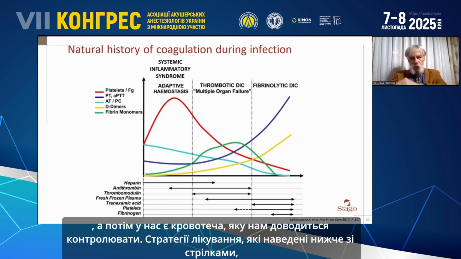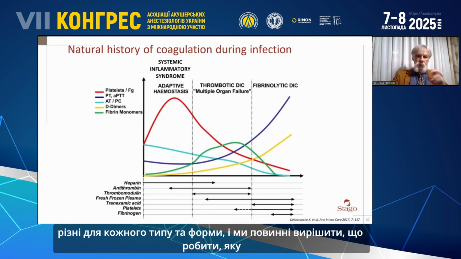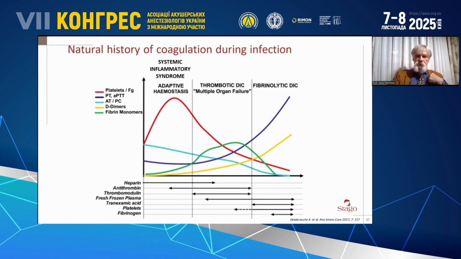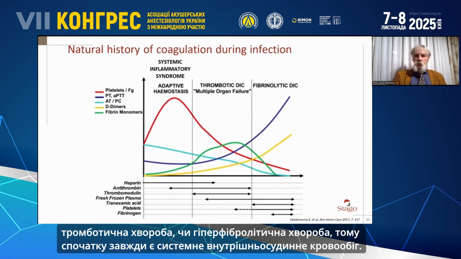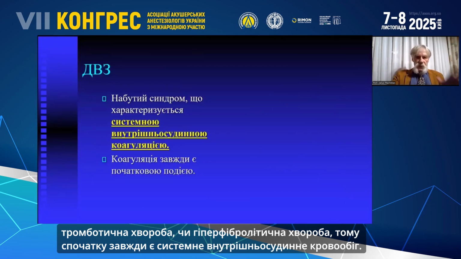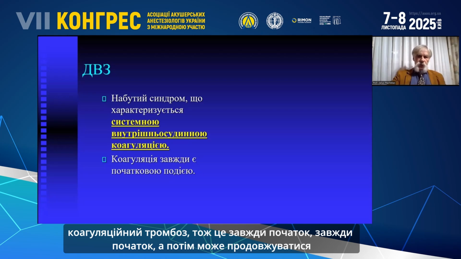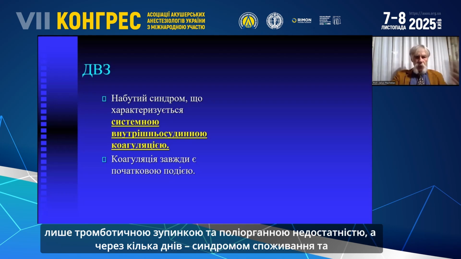Treatment strategies, shown below with arrows, are different in every type and form, and we have to decide what kind of transfusion and treatment strategy to apply. For this, we have to clearly understand whether we have thrombotic DIC or hyperfibrinolytic DIC. First, there is always systemic intravascular coagulation and thrombosis. This is always the start, and then it may go with thrombotic arrest only and multi-organ failure, and sometimes, along with that, with consumption syndrome and massive bleeding on top.